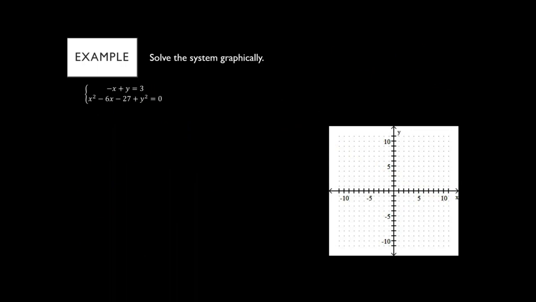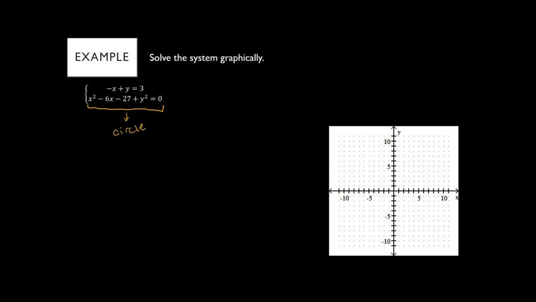So here's another one, Emma. This is something where we've got our first equation, which is a line, and then our second equation, which is actually an equation of a circle. I know this is an equation of a circle because it has an x squared and a y squared.